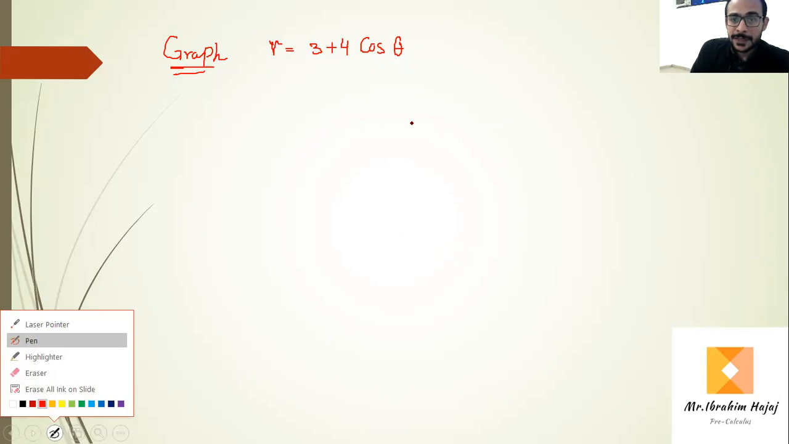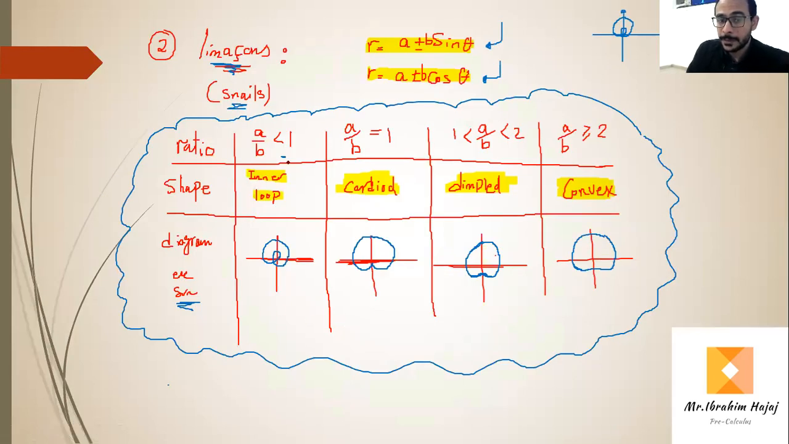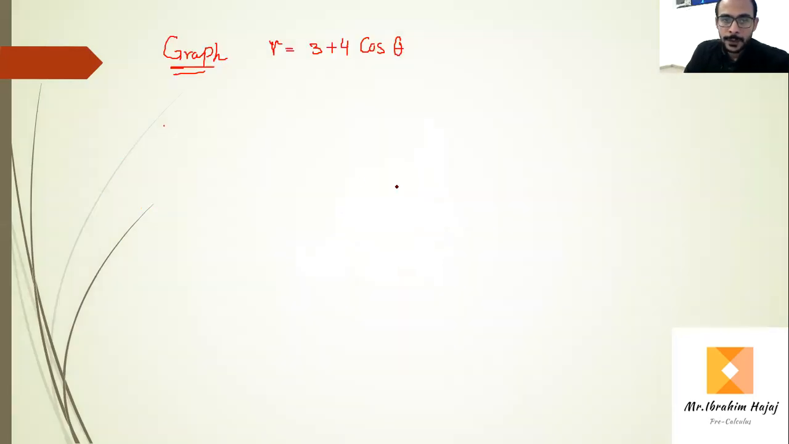Let's find first here, guys, who can solve it? Yes, I can. Our beautiful table: ratio A over B less than 1, inner loop. A over B exactly 1, cardioid. A over B between 1 and 2, dimpled shape. A over B greater than or equal to 2, convex. And in all of them, we should follow these steps. Here is the important step we have to do.